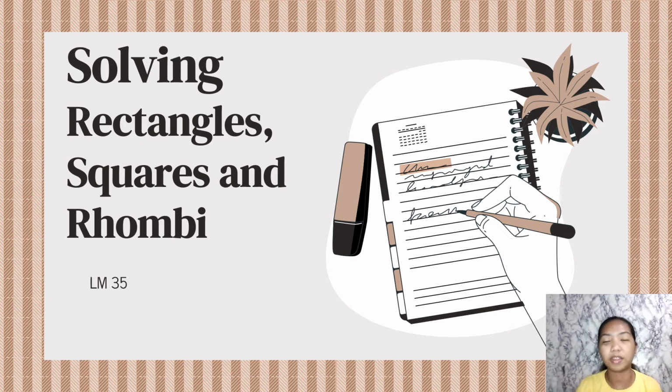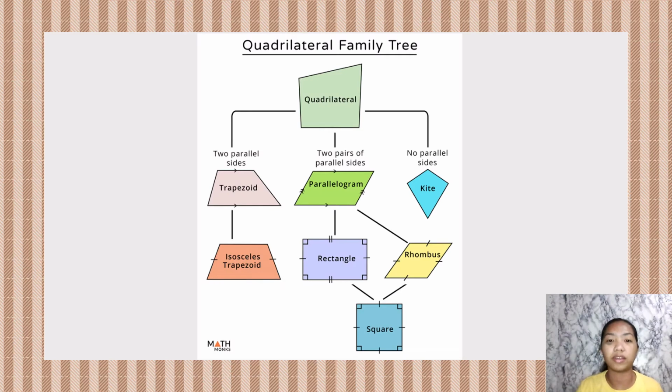Hi, today I will be talking about solving rectangles, squares, and rhombi. Remember that all of these figures are under parallelogram. This is our quadrilateral family tree where the rectangle, rhombus, and square are all under the parallelogram, which has two pairs of parallel sides. In addition, one pair of parallel sides is a trapezoid, and no parallel sides is a kite. All of these polygons are under quadrilateral.